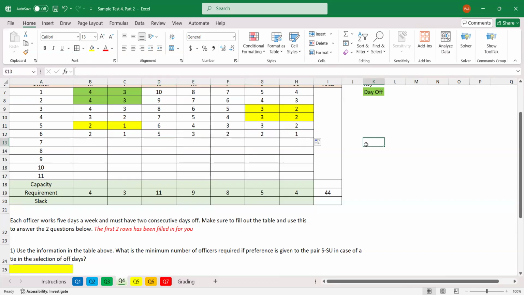All right, we're down to officer number 7. Officer number 6. And here, the lowest combination, there's a 2-1 here. There's a 2-1 here. I'm going to give this person Saturday and Sunday off. Okay, so we still need 2 officers here and 1 officer here. Everything else will reduce by 1.